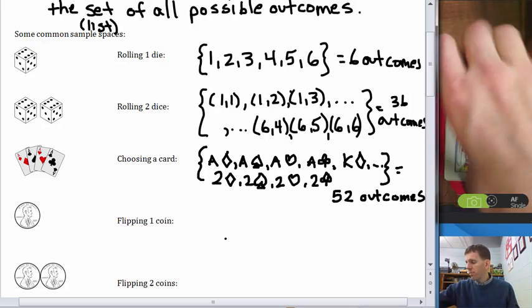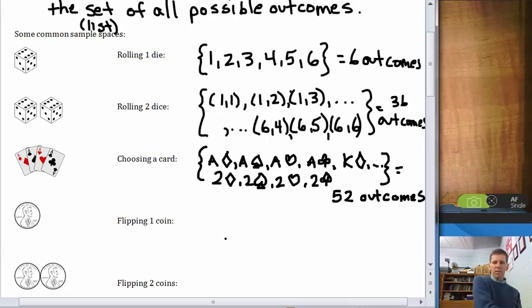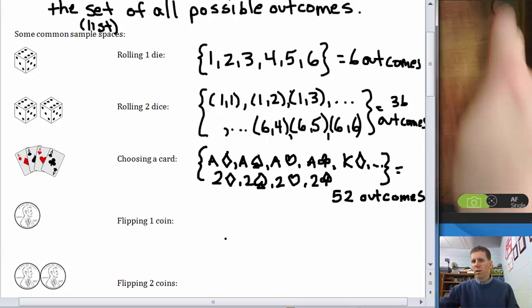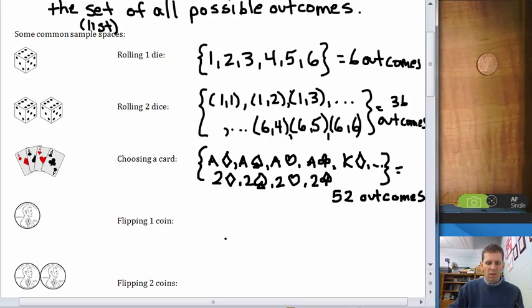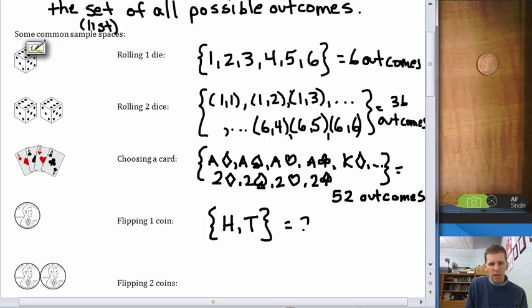Flipping coins. You know when you flip a coin, 2 outcomes, heads or tails. What if it lands on its edge? We're going to assume that never happens. I know in theory, I guess it could happen, but we're just going to assume traditionally that heads and tails are your 2 outcomes. I'll abbreviate them H and T. And there are 2 outcomes possible.